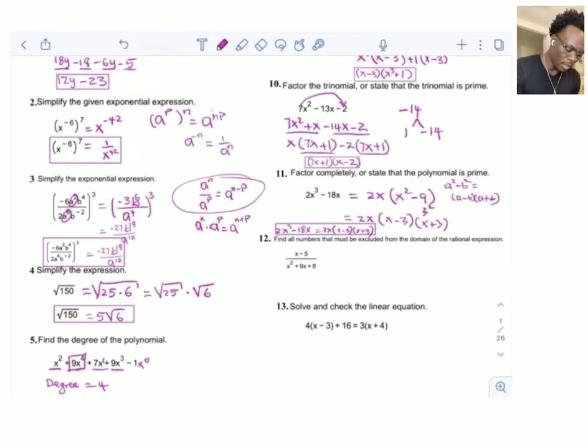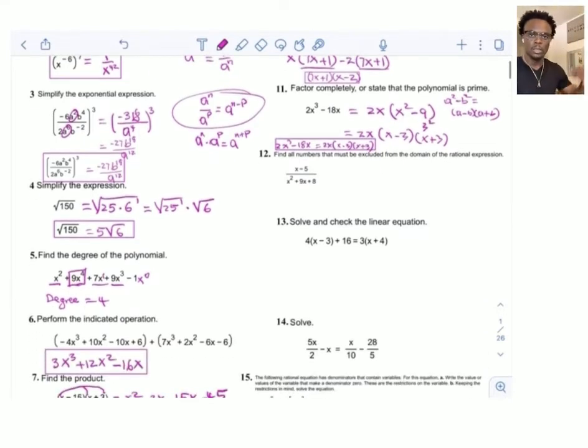Okay, number 12. Number 12, we need to find the excluded values. The excluded values, because you have a rational expression, denominator cannot be 0. So we're going to solve x squared plus 9x plus 8 not equal 0.